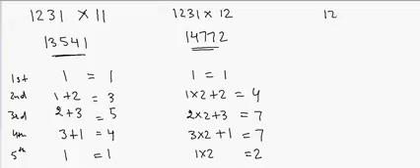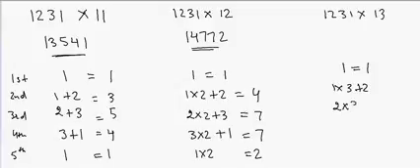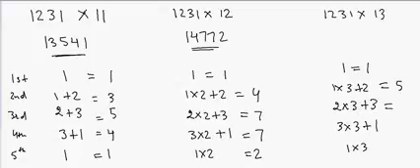Again, if I have to multiply by 13, then the answer will be equal to 1 into 3 plus 2, 2 into 3 plus 3, 3 into 3 plus 1, and 1 into 3. So that will give me 3 plus 2 is equal to 5, 3 into 2 is 6, plus 3 is 9, and if you look here, it will be 3 into 3 is 9 plus 1, 10.